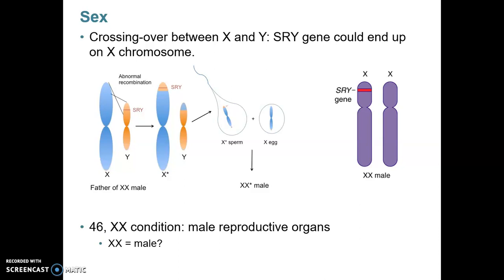A person with two X chromosomes will develop male reproductive organs. So their genotype says they're female, but they have male reproductive organs. So are they male or female? What is their identity? Someone with this DNA might develop as a male, but if they have their DNA tested halfway through their life, they're going to find out they have no Y chromosome.